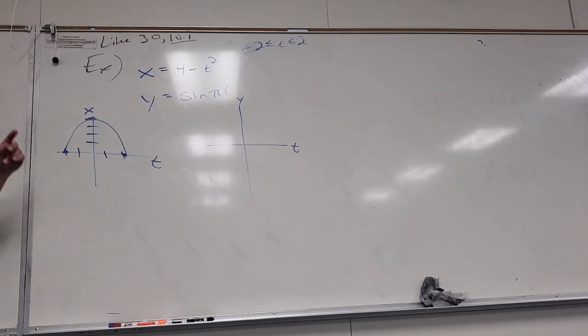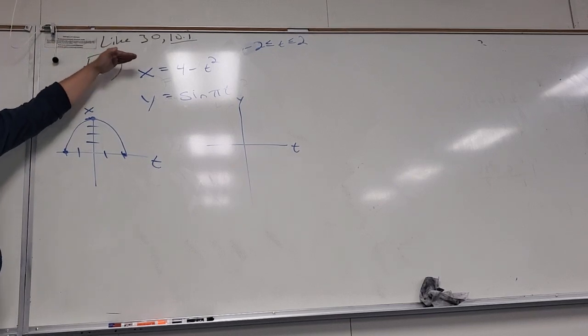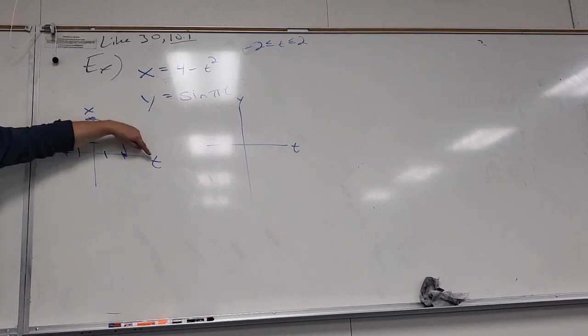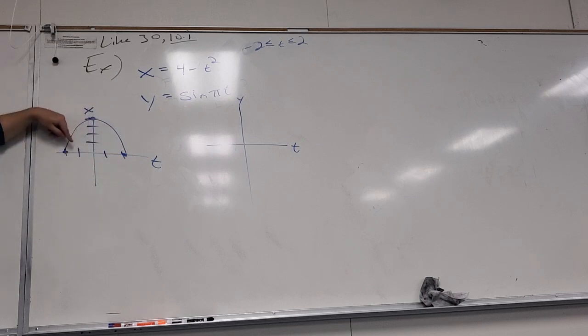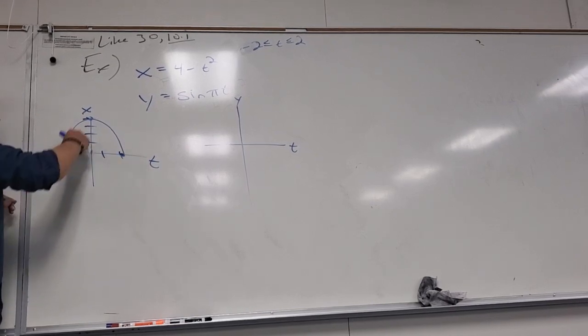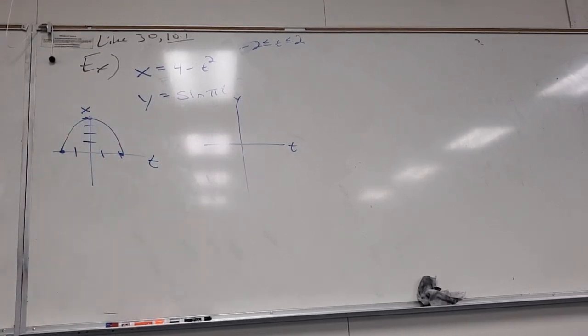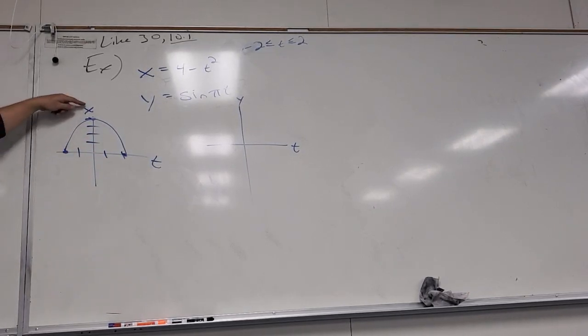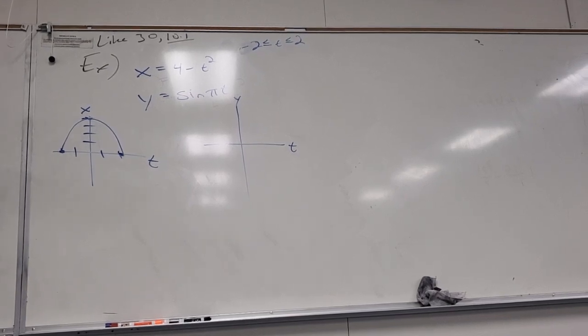So on the resultant graph, if I graph this on an xy plane, I would expect the x coordinate to go from 0 to 4 back to 0. Right? What's the x doing as t does its thing? X goes from 0 to 4 to 0. So on the x, when I graph this, I'm expecting to see the x part go 0 to 4 to 0.